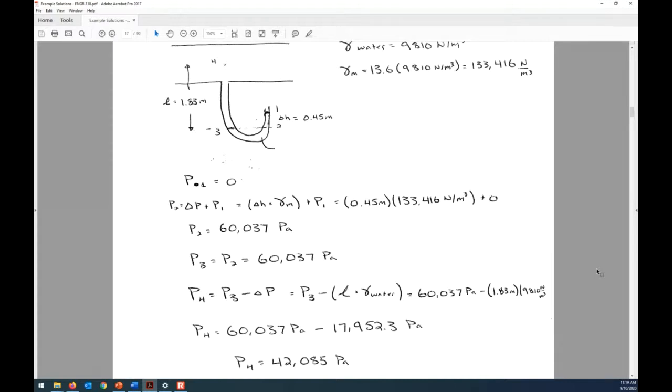All right, so any questions about this part of the example?